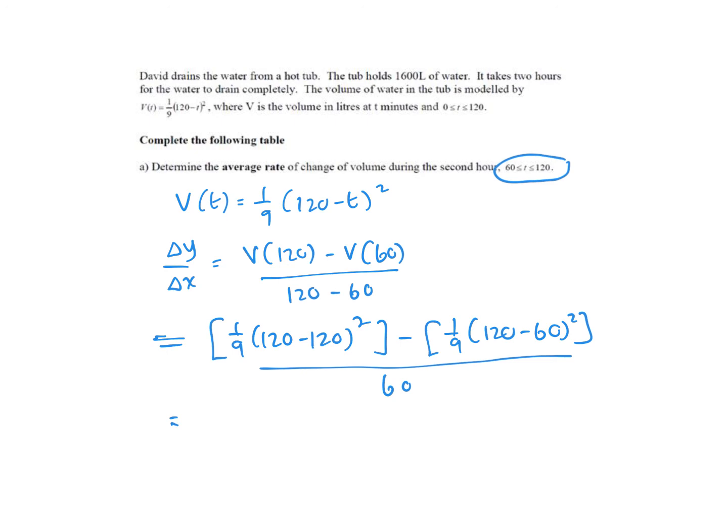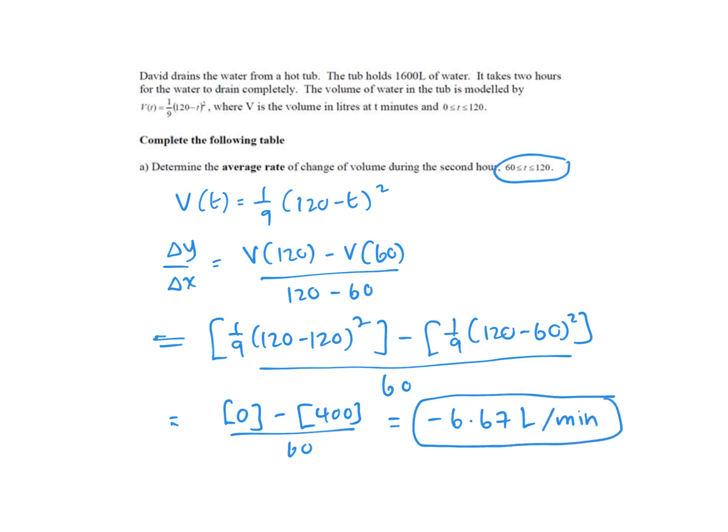So the first one is obviously 0, because 120 minus 120 is 0. And the second one works out to be 400, and that's over 60. So once we do that division, we get minus 6.67, and this is liters per minute. So the volume of the hot tub is draining at an average of 6.67 liters per minute.